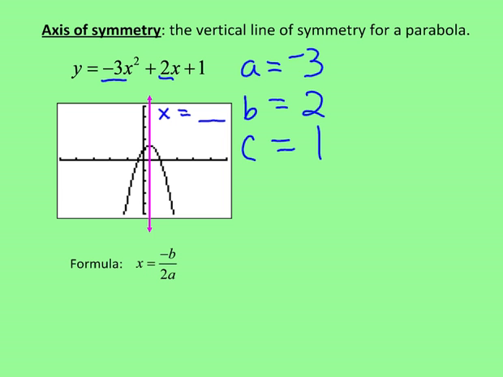If we follow this formula for the axis of symmetry, we say x equals the opposite of b, so the opposite of 2 is negative 2 over 2 times a. And a was negative 3, so 2 times negative 3 is negative 6. If we simplify that, we get x equals positive 1/3. And that's where that line is. It's hitting at about positive 1/3.